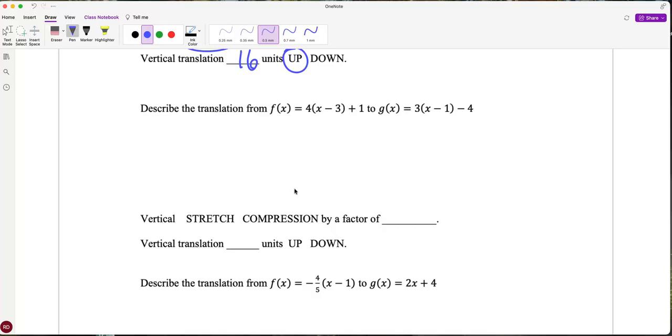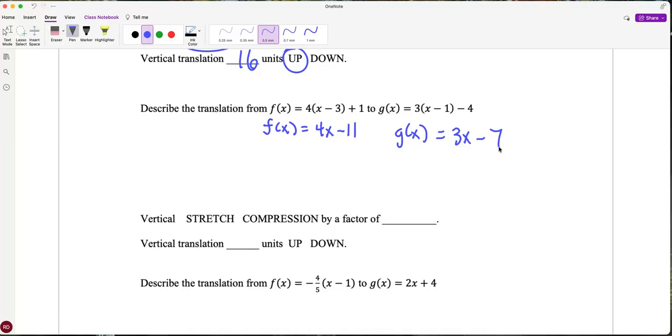Describe the transformation of f of x equal 4 times (x minus 3) plus 1 to g of x equal 3 times (x minus 1) minus 4. So let's go ahead and distribute this out. F of x is going to be what? 4x minus 12 plus 1. So that's minus 11. G of x is going to be 3x minus 3 minus 4. So 3x minus 7.